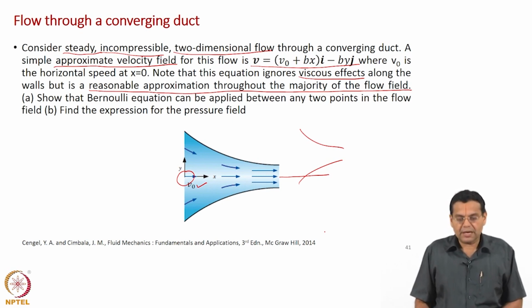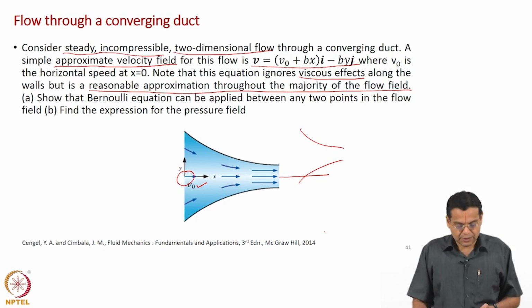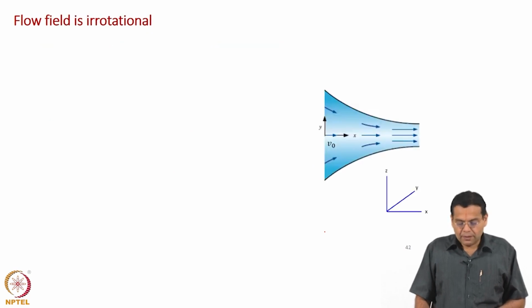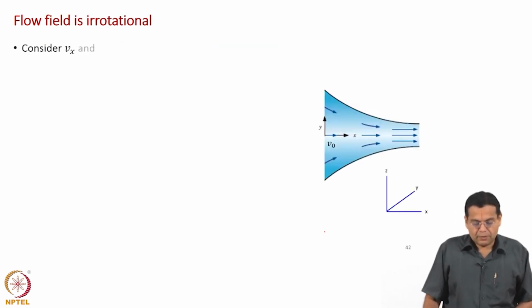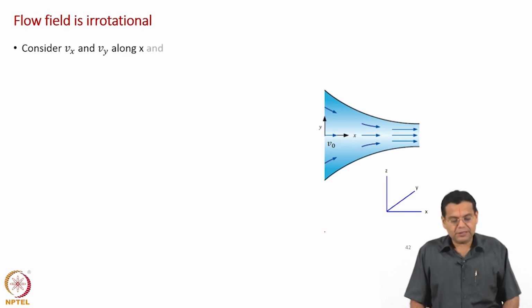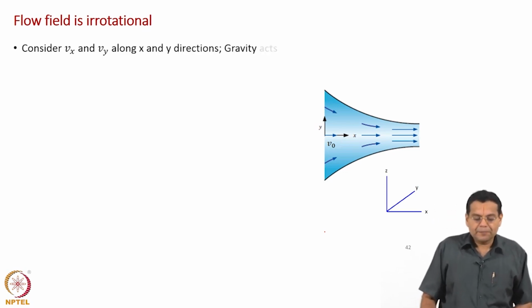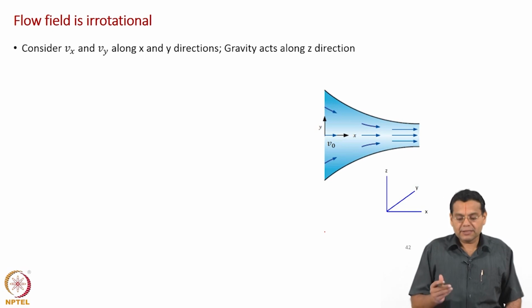What is it that we are asked to find out? Show that the Bernoulli equation can be applied between any two points in the flow field, which means we should show that it is an irrotational flow field, and then find the expression for the pressure field. So, let us proceed. First objective is to show that the flow field is irrotational, which means then we can apply the Bernoulli's equation between any two points.